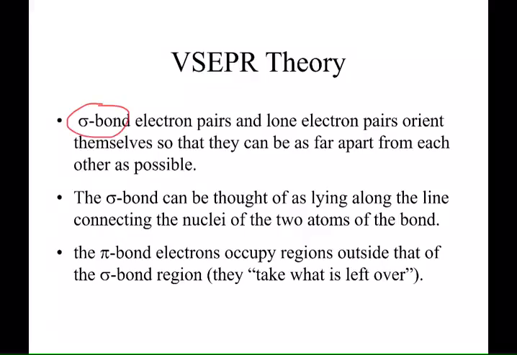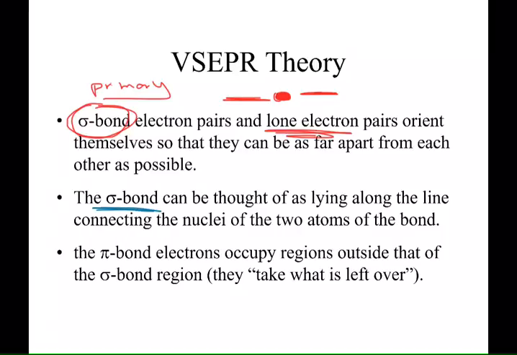Sigma bonds, remember, are your primary bonds. They are the first to arrive. Sigma bonds and lone pair electrons will scatter as far apart as they can from each other. It's going to be easier to show you in a minute, but if this is my atom, they're going to get as far apart as possible. It's kind of an electrostatic thing they want because they're electrons, okay?